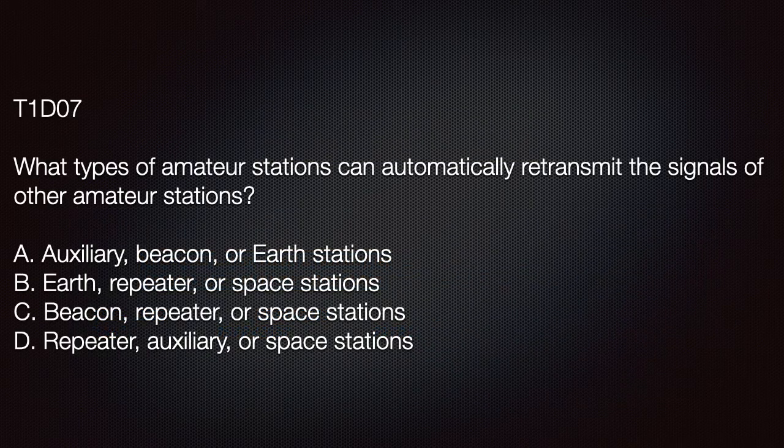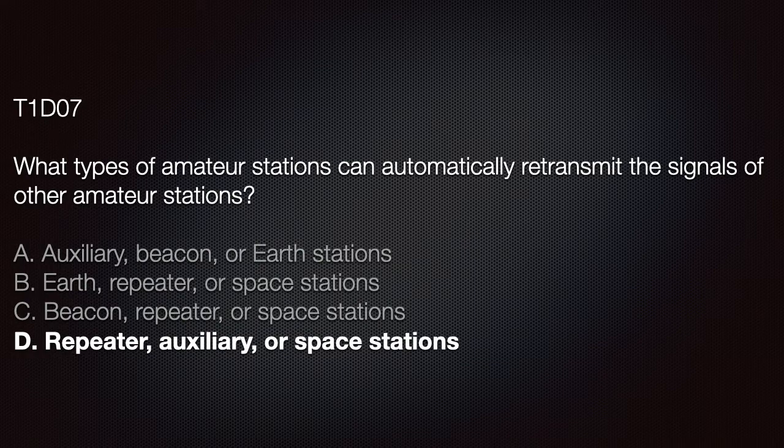You may have this question. What types of amateur stations can automatically retransmit the signals of another amateur station? A, or Alpha, auxiliary, beacon, or earth stations. B, Bravo, earth, repeater, or space stations. Charlie, beacon, repeater, or space stations. D, repeater, auxiliary, or space stations.